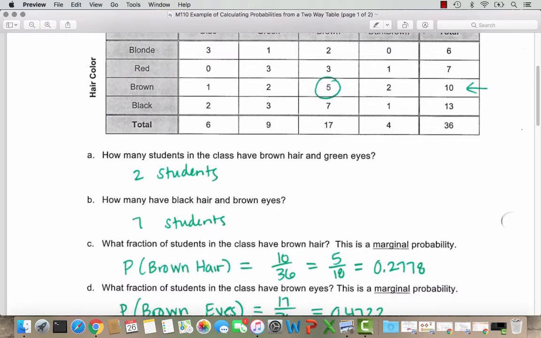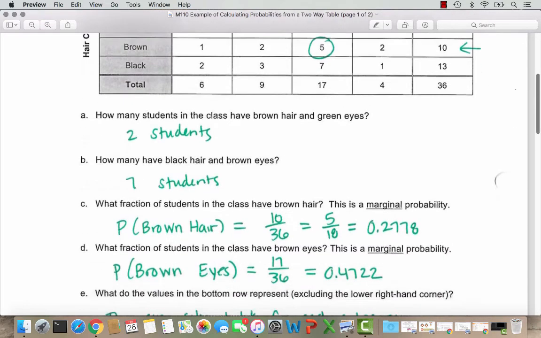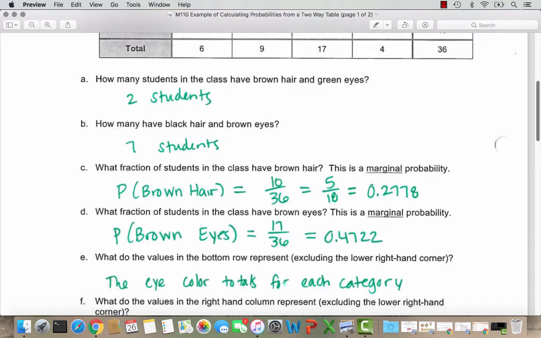Imagine if we were making a bar plot of hair color. The blonde hair bar would be 6 tall, the red hair bar would be 7 tall, the brown hair bar would be 10 tall, and the black hair bar would be 13 tall. So we can imagine these totals over in the right-hand column as corresponding to the heights of a bar plot. So we can think about it as a marginal probability distribution if we were just doing a graph of hair colors. Similarly, if we were just doing a graph of eye colors, we would use the values in the bottom row. So question D takes us to thinking about what fraction of students in the class have brown eyes.